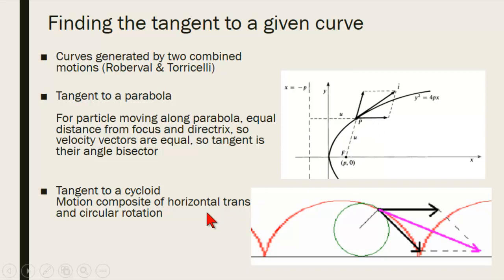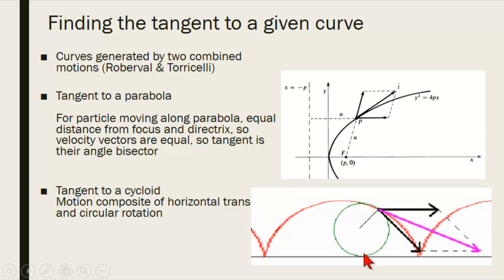Another problem involving the composition of motions, or two combined motions, is the case of the cycloid. So here, the particle in motion is moving because of two reasons. One is the circle overall is translating to the right, and the other is that it's on the circumference of the circle that's rotating. So we combine the translational motion and the rotational motion.